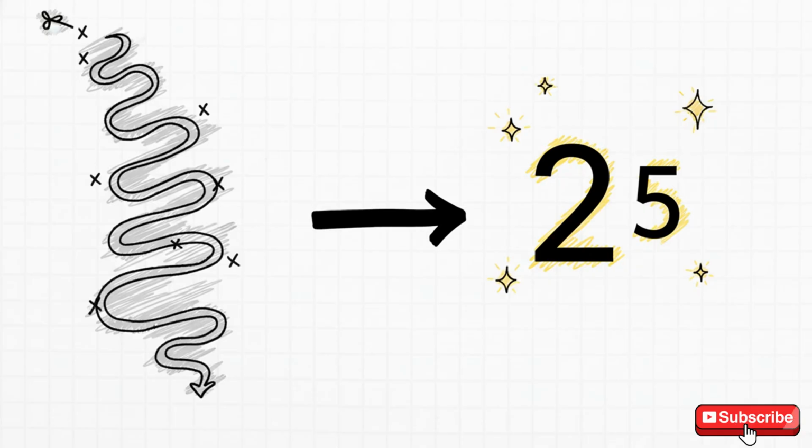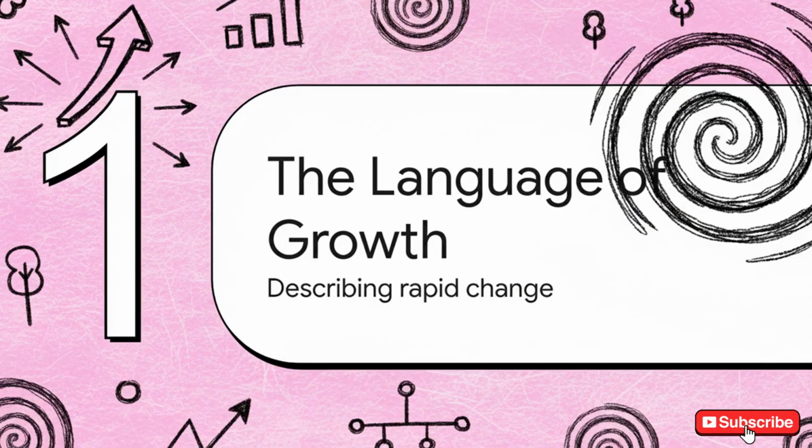Instead of writing 2 times 2 times 2 times 2 times 2, we can just write this, 2 to the power of 5. And that is the power of exponents. It's this brilliant little shorthand for repeated multiplication. And look, this isn't just some neat math shortcut. It's literally the language we use to describe how things in the real world grow, from our little bacteria friend to how money multiplies in a savings account. It's the language of compounding change.